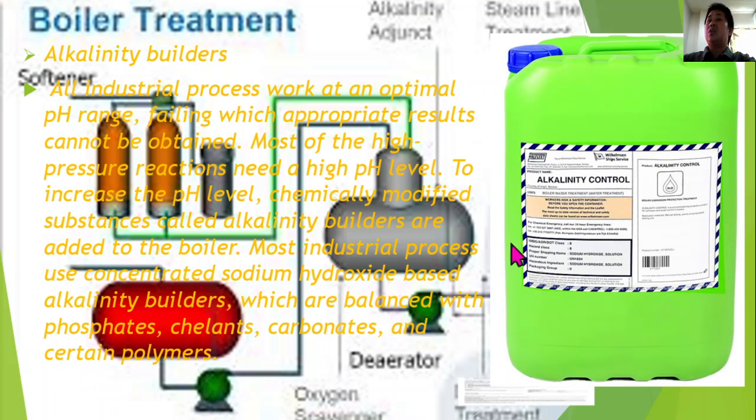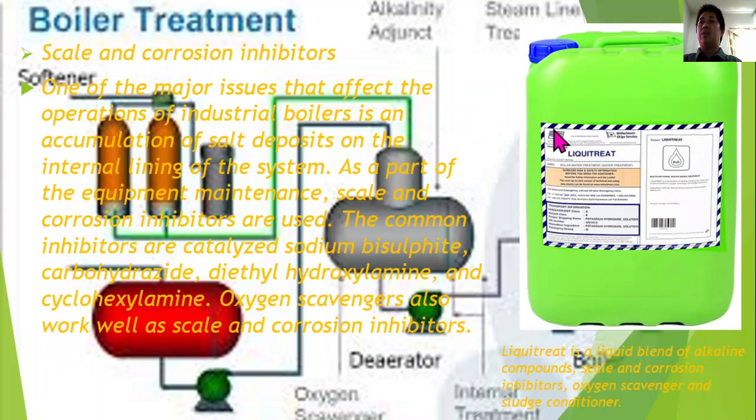So this alkalinity control I used also on board ship, to maintain the alkalinity at a normal level. This is also made by Unitor. Here we also have scale and corrosion inhibitors, Liquitreat. I also used this chemical when I was on board the ship.